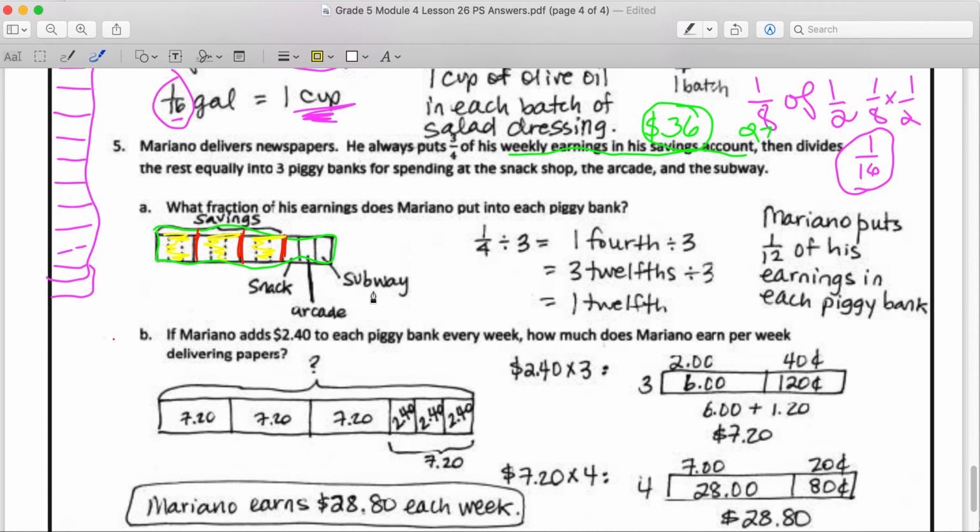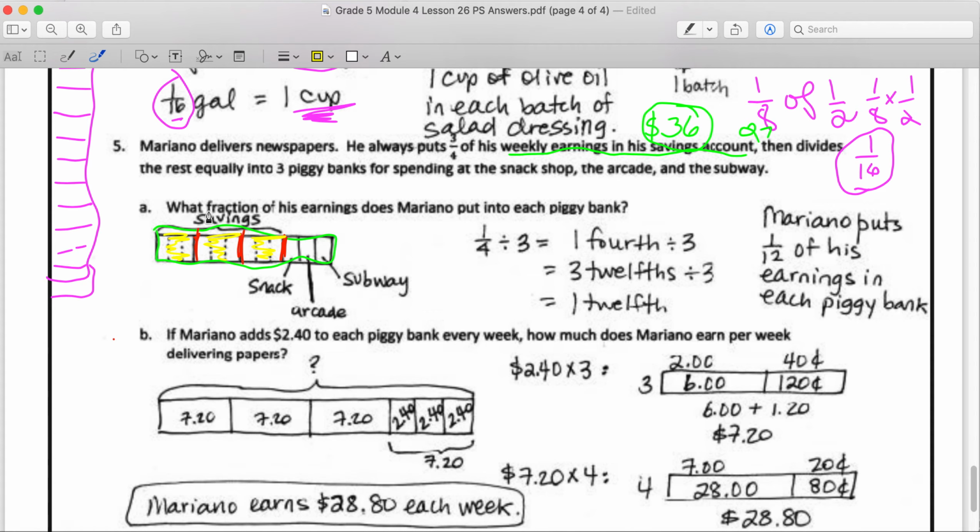Subway. Okay, but if I'm breaking this into the 3 parts, remember I've got to break this into 3s, this into 3s, this into 3s. So how many of these divisions do I have, or these parts? 1, 2, 3, 4, 5, 6, 7, 8, 9, 10, 11, 12. There are 12 parts here.